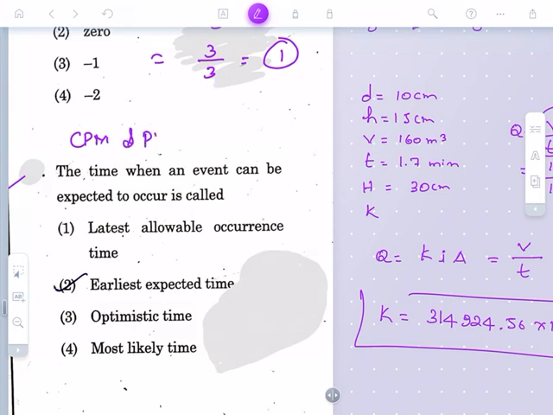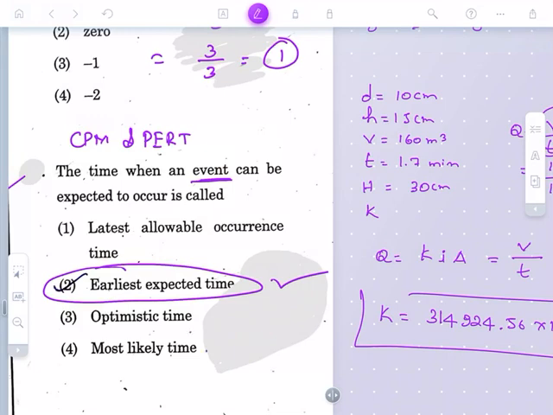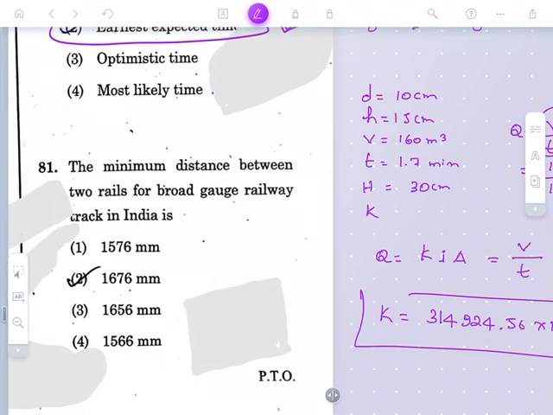This is again a question from CPM and PERT. If you know the concept of CPM and PERT, you can easily answer the question. The time when an event can be expected to occur is nothing but the earliest expected time. Latest allowable time, optimistic, most likely are different concepts. The time of an event which can be expected to occur is nothing but the earliest expected time.